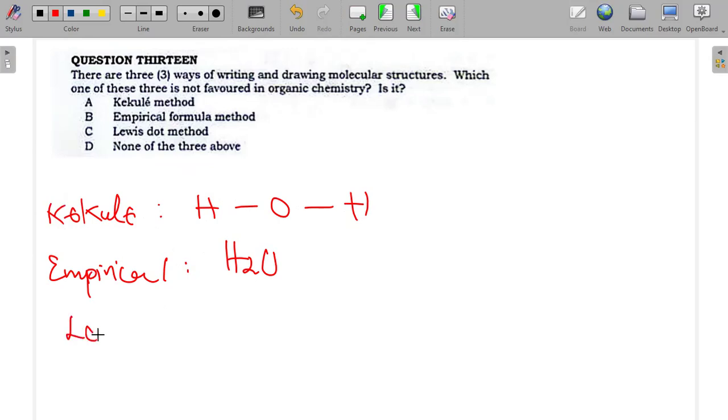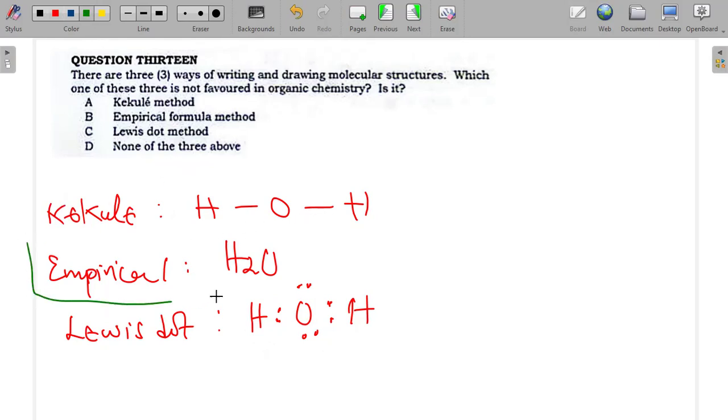And then Lewis is where you show the dots as the bonding electrons as well as those that are not bonding. So for the water, it's going to be bonding, bonding, and then you have these lone pairs like that. So this is the Lewis, this is the empirical, this is the Kekule. Which one is not favored? The one that is not favored is this one here, because it doesn't tell us anything about the structure. It just tells us the composition.